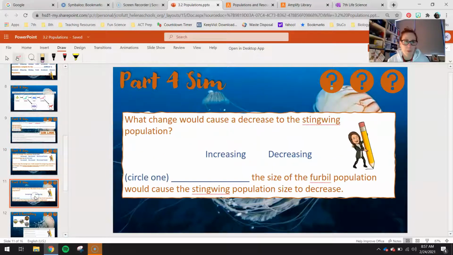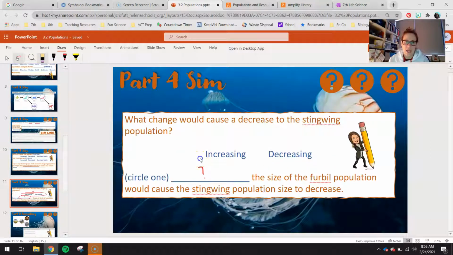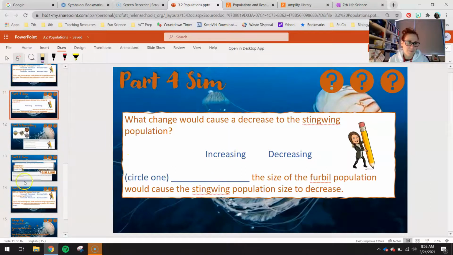Okay, moving on, part 4. What change would cause a decrease to the stingwing population? We just did that. So again, use your draw tool. Are you going to increase the size of the fur bill population or decrease the size of the fur bill population? So you can kind of see where that blank fills in right here. So either increasing the size of the fur bill population or decreasing the size of the fur bill population would cause the stingwing population size to decrease. So go ahead, answer that question there.